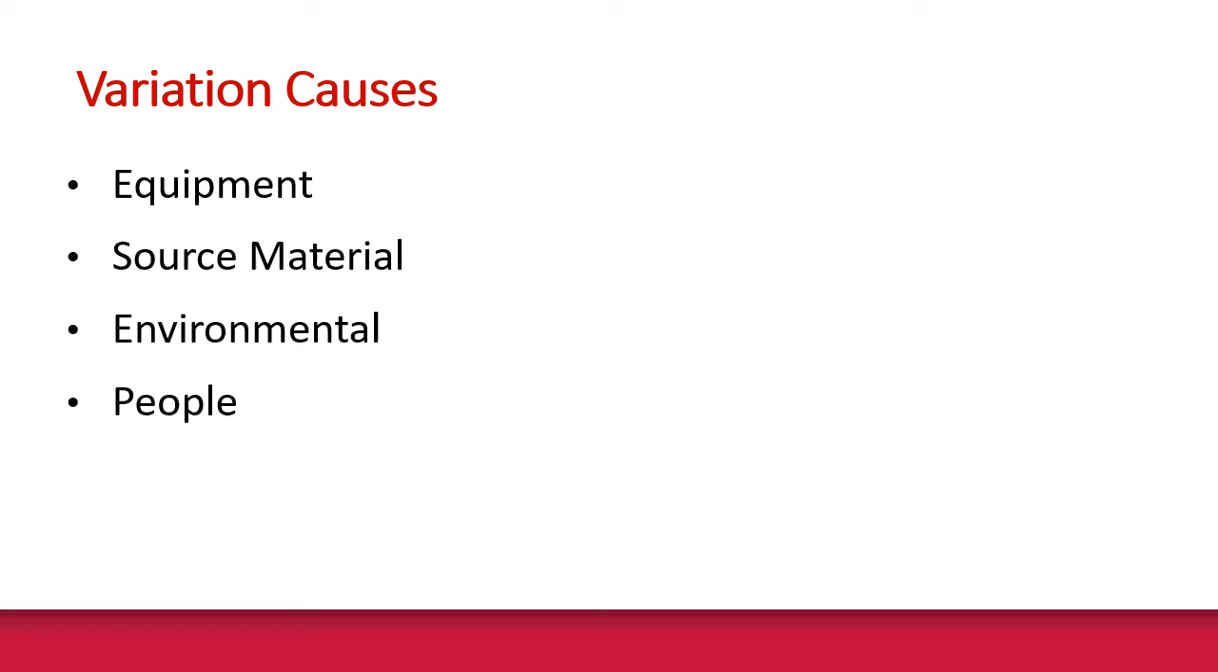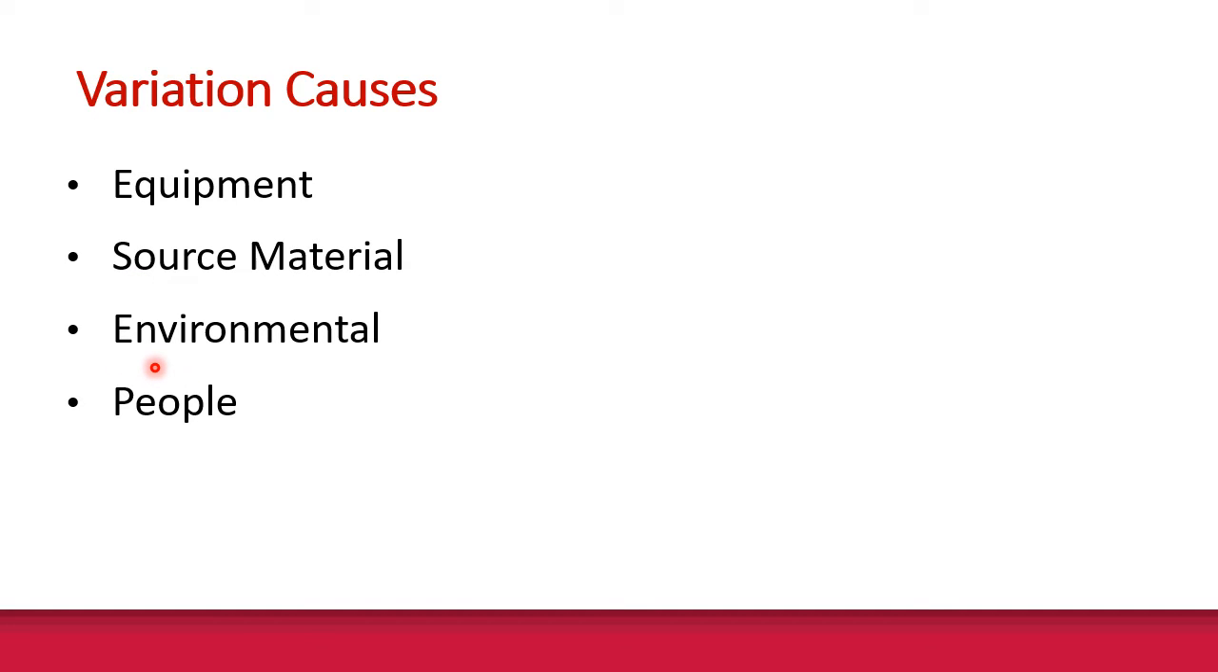So here again, what we're trying to do is determine the difference between natural variation and variation due to assignable causes. There are a lot of things that can cause variation. Of course, equipment. You can have a piece of equipment that needs maintenance, or a part that's starting to wear out, and that can cause variation. You can have differences in the source material for the product you're manufacturing. For example, if you're building picnic tables out of cedar, the cedar wood itself can have variations.